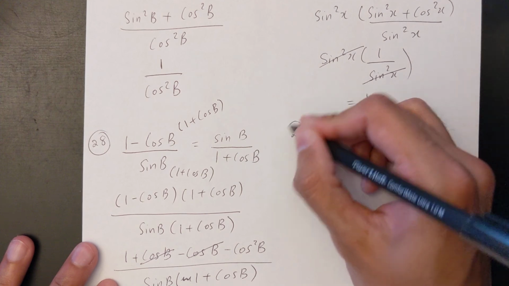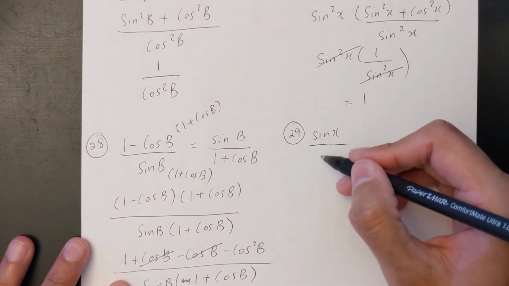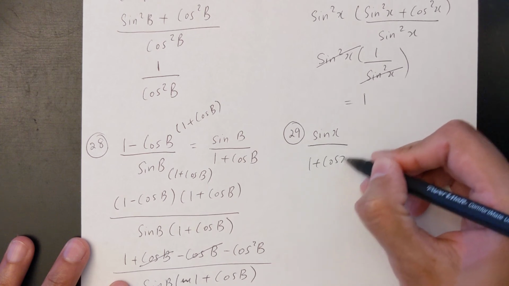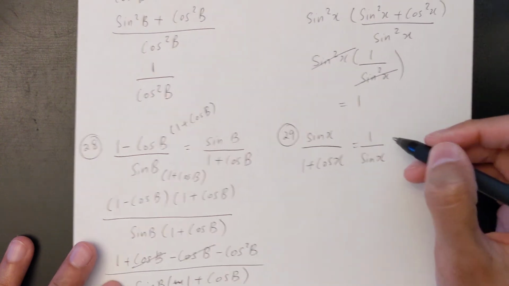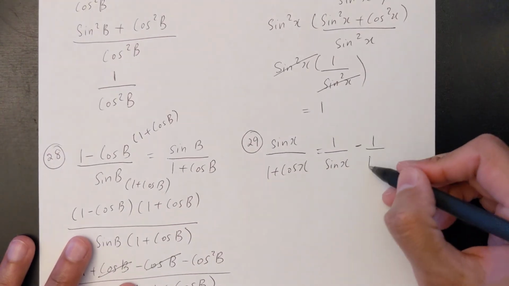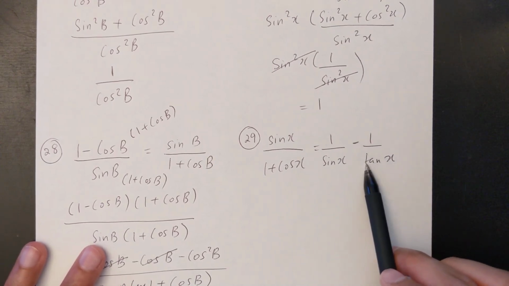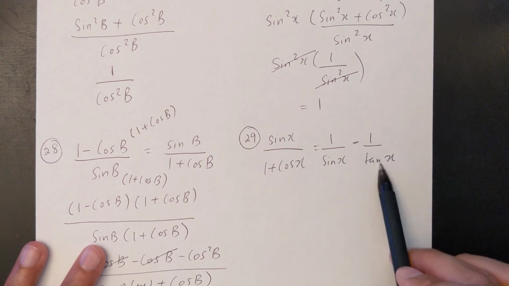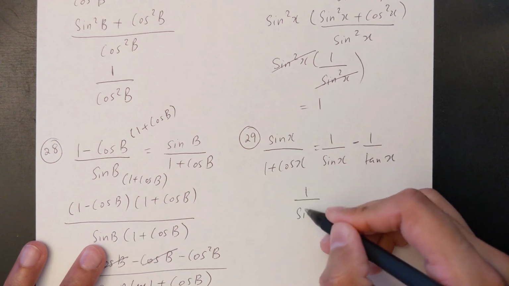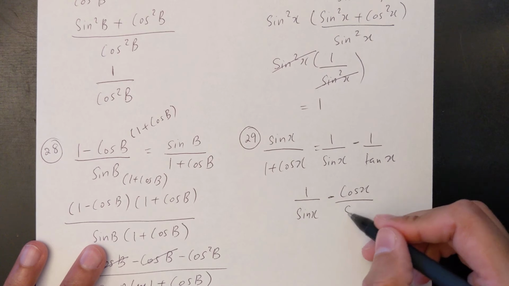Okay, almost done, just 2 more questions to go. Sine x over 1 plus cos x equals 1 over sine x minus 1 over tan x. I'm going to work with this side here because I want to make a common denominator, and that's going to make things a lot easier. So I'll start by turning the 1 over tan. So 1 over sine x, and 1 over tan is just cos x over sine x.